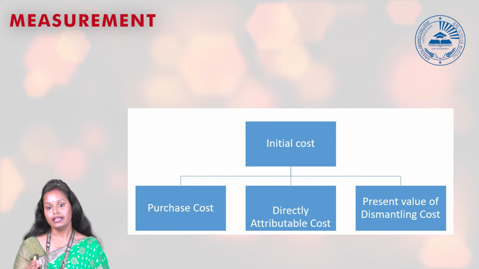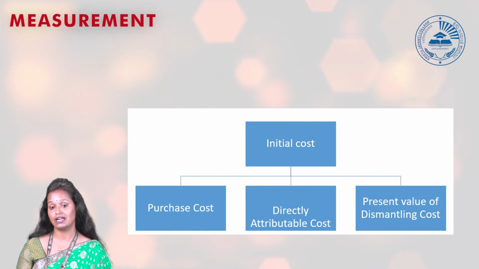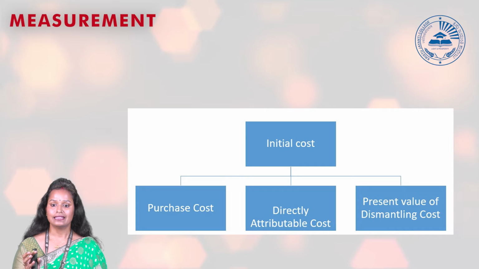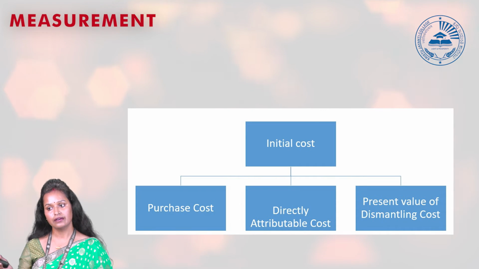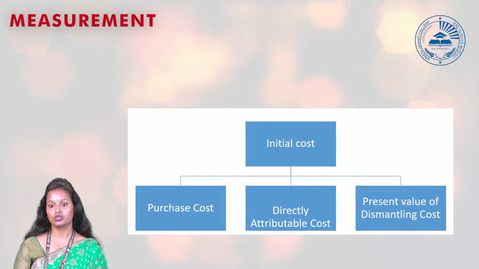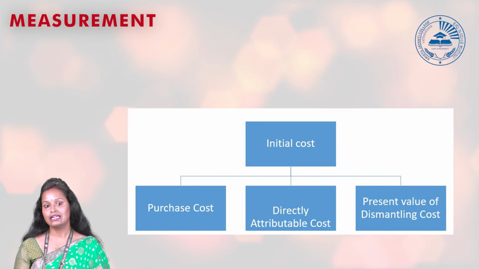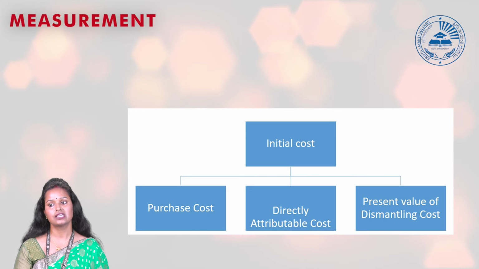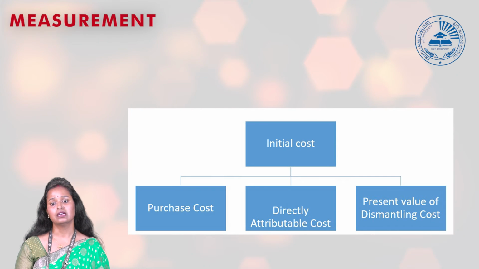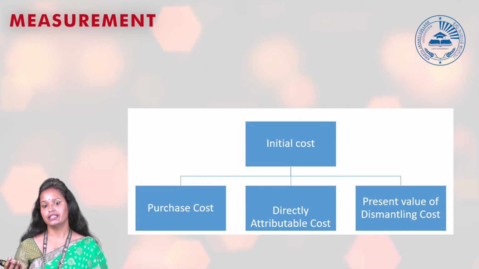Now suppose they have decided that after 5 years, when they dismantle, they will give 50 lakh rupees. For example, that 50 lakh rupees will be given after 5 years, but it must be recorded today. If we are going to record it today, it must be converted into a present value. So the present value of that dismantling cost will also be added to the initial cost of that particular asset. This kind of dismantling cost happens in cases like oil mining, if the company is operating in the ocean and so on.